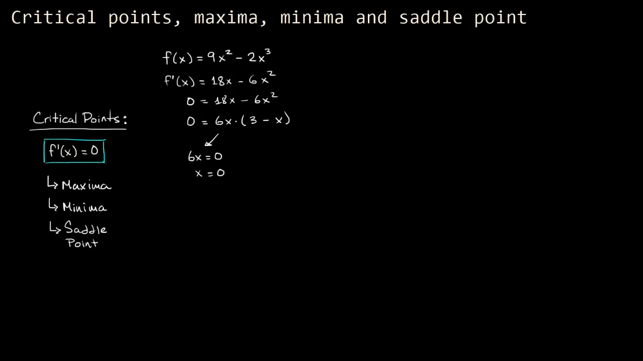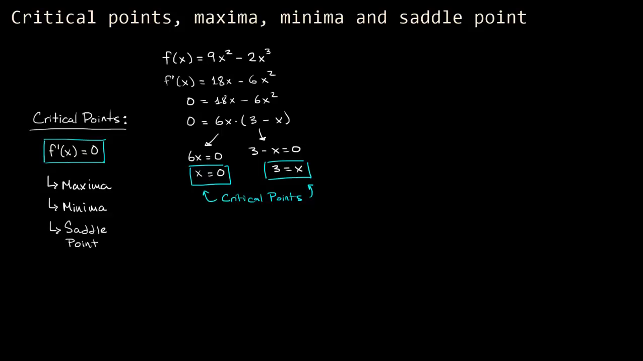Here we have our first critical point. And then we do the same with the other factor, which is 3 minus x equal to 0. So in a sense, 3 is equal to x, and this is how we get our second critical point. This function provided not one but two critical points. These two are our critical points.